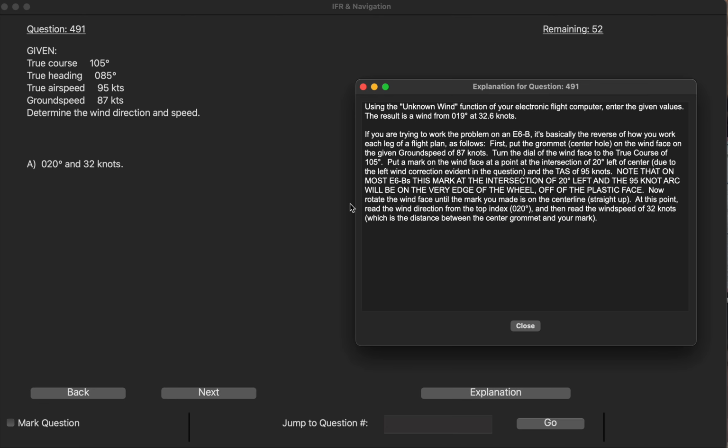Given a true course of 105, true heading of 085, true airspeed of 95, and ground speed of 87, the wind direction and speed, you're going to need your E6B for this. It's going to be 020 at 32 knots.